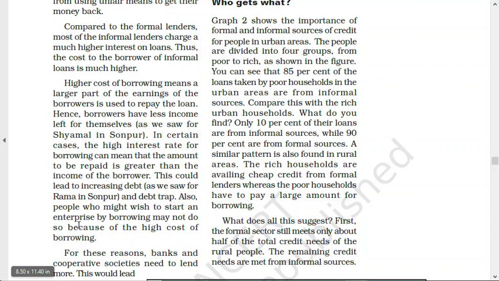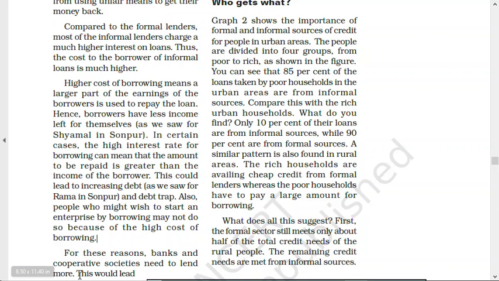And further it says that people who might wish to start an enterprise by borrowing may not do so because of the high cost of borrowing. So naturally, if you want to start any small business, let's say dairy farming or poultry farming or anything, you won't be able to because of the high rate of interest. You start a business today, tomorrow you will start getting profit, no way, right? It will take time. So if it takes a year or two, just consider how much interest you are going to pay, right? In that case, you will never survive because the cost of borrowing is too much.